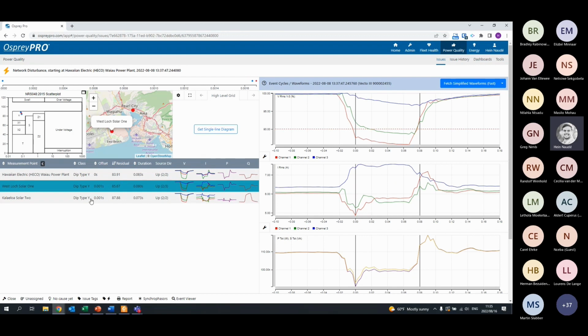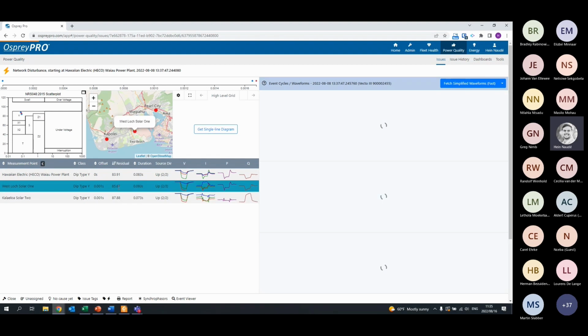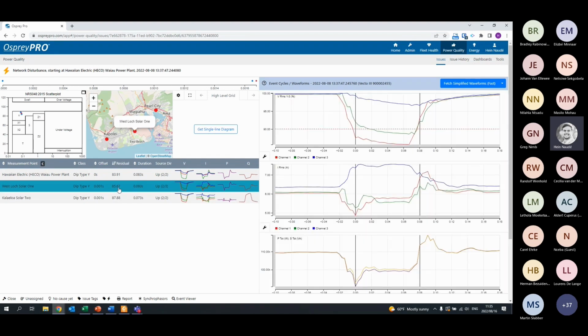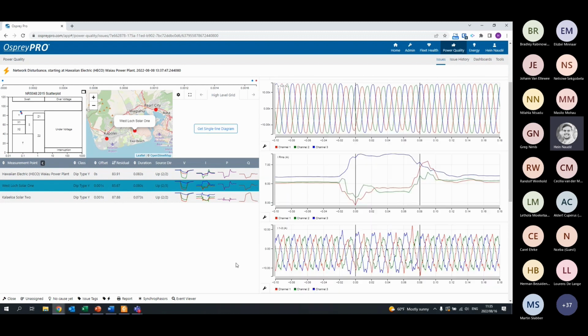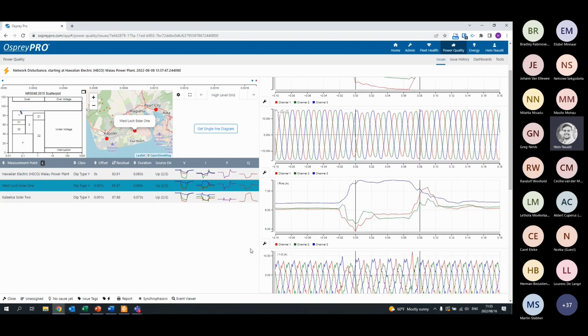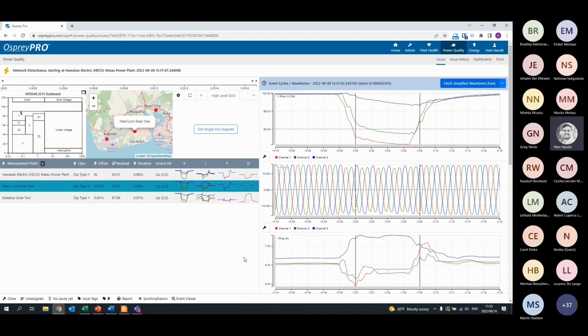If you want to view the data on a different measurement point, you just click on it and it shows you the RMS voltage and current for that point as well. But the nice thing of Osprey Pro is the functionality to be able to easily just click on fetch simplified waveforms, and now it plots your voltage and current waveforms as well. So you'll be able to see if there's any spikes maybe in the voltage or in the current, any oscillations that were triggered or anything like that for further analysis, and so on. So this really adds a lot of functionality on here.